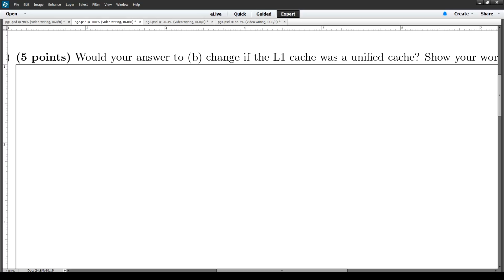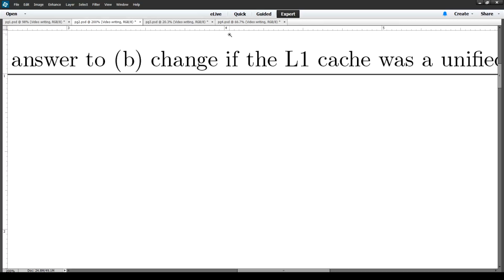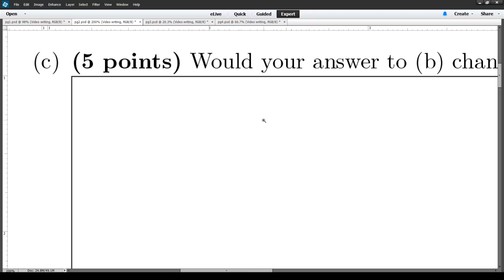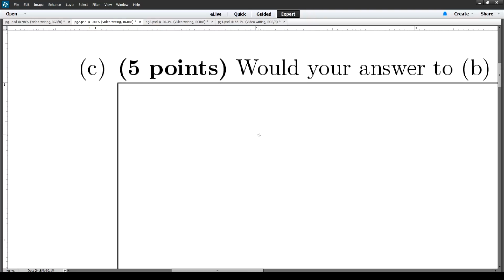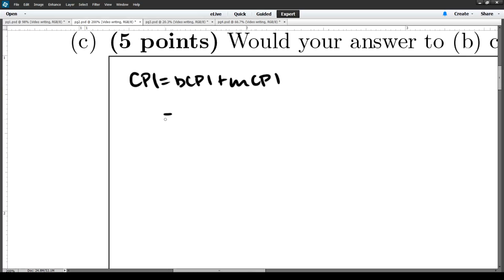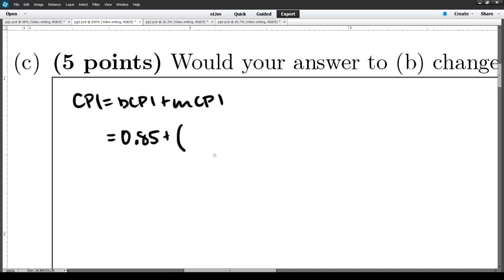So first, I'm going to calculate the CPI of a 32 kilobyte cache if it were unified with an 8% miss rate and 20 cycle miss penalty. So CPI equals base CPI plus memory CPI, and we know that the base CPI is going to stay 0.85, and this time the memory accesses per instruction is going to change. With a unified cache, we're storing both the data and the instructions. And so for every instruction we load, we're guaranteed to have to go into the cache, since we're loading the instruction. So that's 100%.